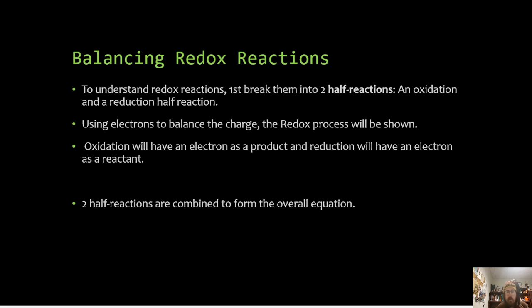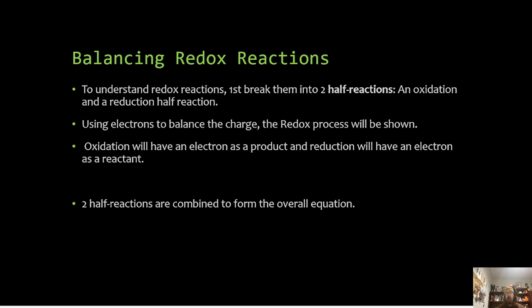Now, in order to understand these redox reactions, we need to be able to balance them. And to better balance them and better understand them, we will split them into half reactions, an oxidation half and a reduction half. Because if you just balance based on atoms alone, you can sometimes miss the charge changes. Your electrons may not be balanced, because just because the elements are correct doesn't mean the charges are correct.